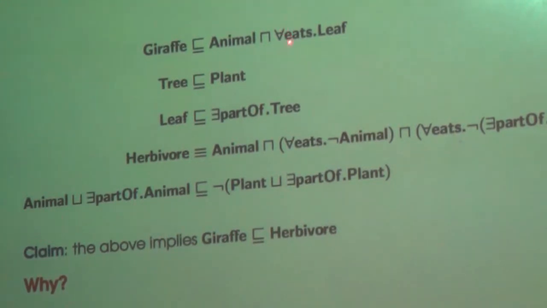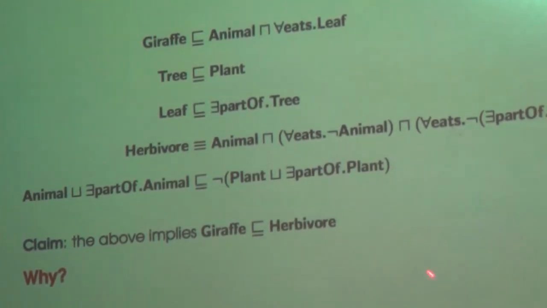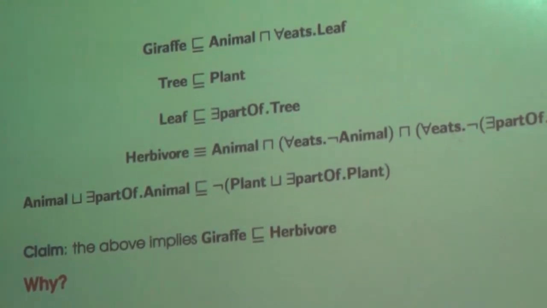So indeed, if I only eat leaves, it means that I only eat things that are not animals, and I only eat things that are not parts of animals. So they're not equivalent. These expressions don't mean the same thing, but indeed this is stronger. This implies this, and this implies this. When you put it together with these three other axioms, you have to chain the reasoning together, and then you're able to infer indeed that we satisfy these conditions, and so giraffes are herbivores. Okay, good.